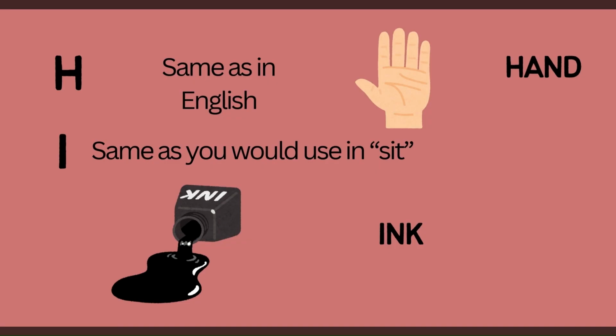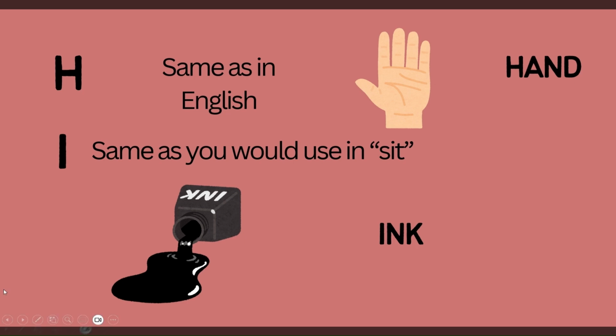Our next letter is H, and it is pronounced the same as in English, H. And just like in English, we have hand, but remember, with the A, we say A. So, hand in Afrikaans is hand. Let's say it one more time.